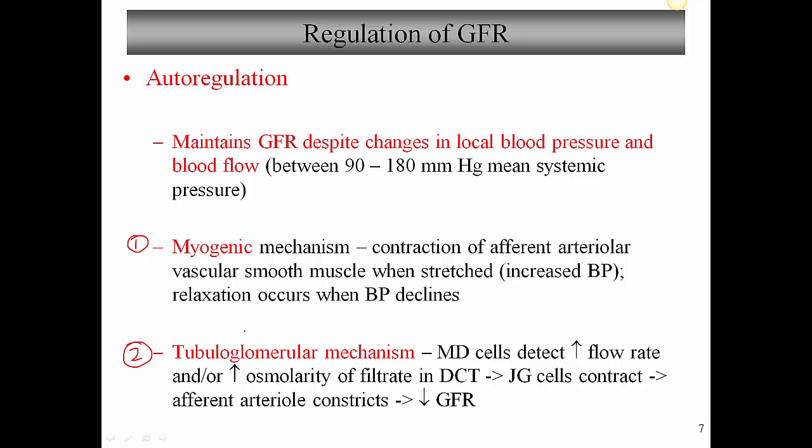On the other hand, when there's low sodium chloride concentration, this causes vasodilation of the afferent arterioles. This allows more blood to flow into the glomerulus, and that's going to increase the net filtration pressure and the GFR. So this is called the tubuloglomerular mechanism. So these are two mechanisms by which the kidneys carry out their autoregulatory functions.